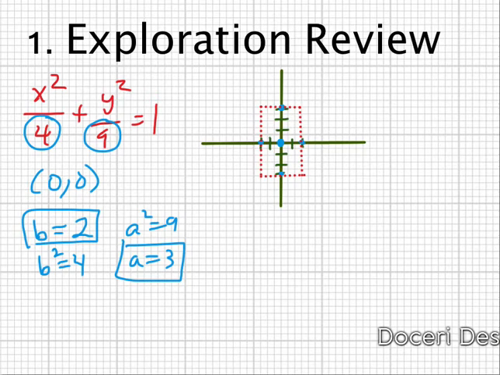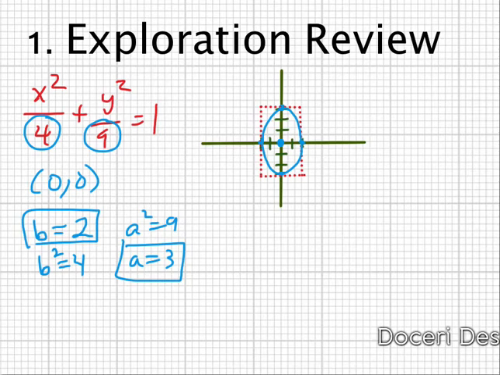Okay, so what I'm going to do next is connect all 4 of my points on the edges of the box. So I curve it there, curve it there, curve it there, and curve it there. That looks a little better. So here's the graph of my ellipse. This is what we did in class.